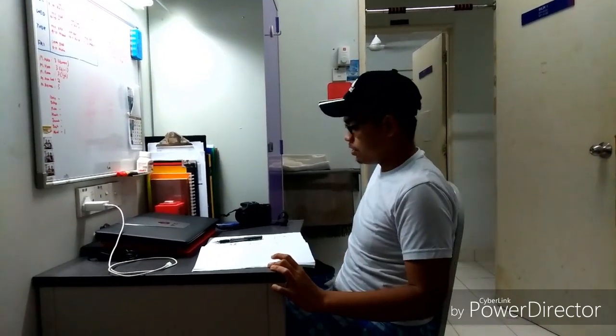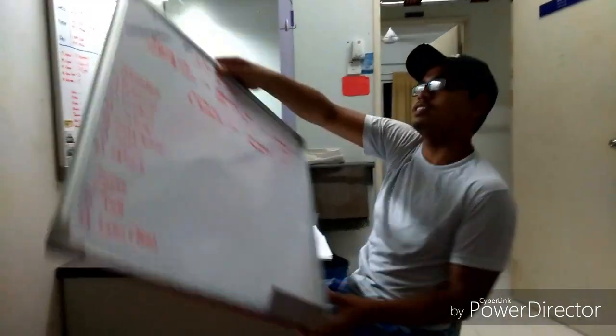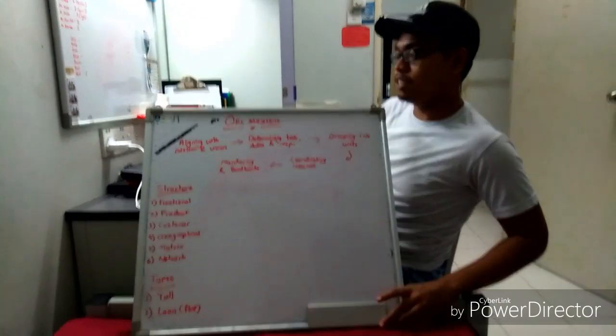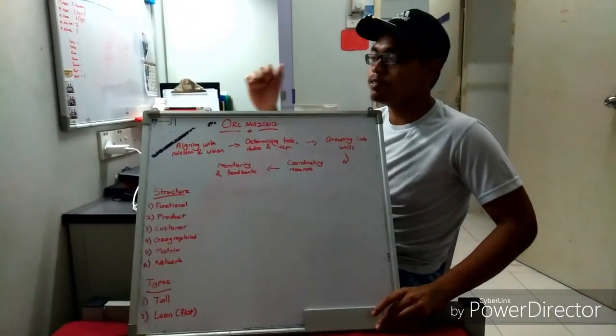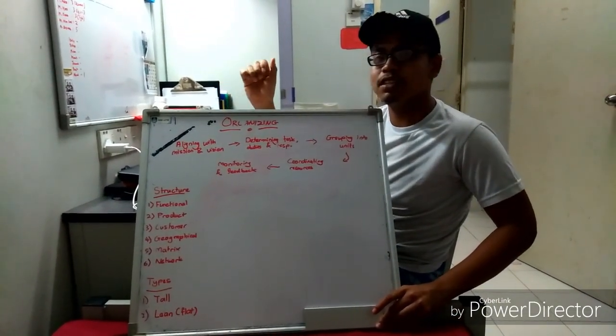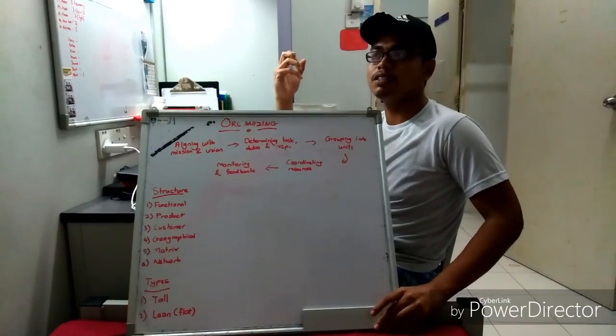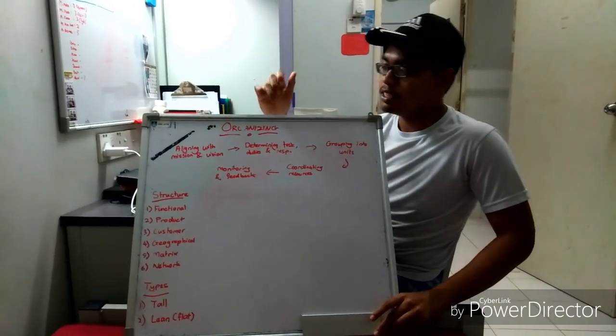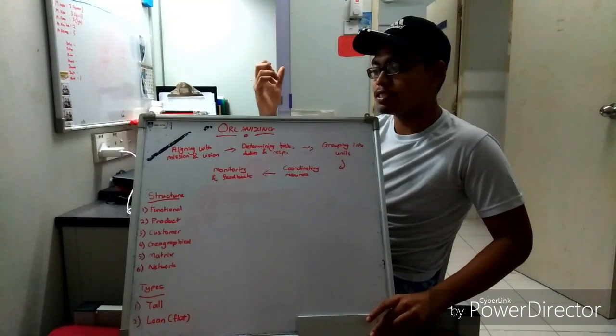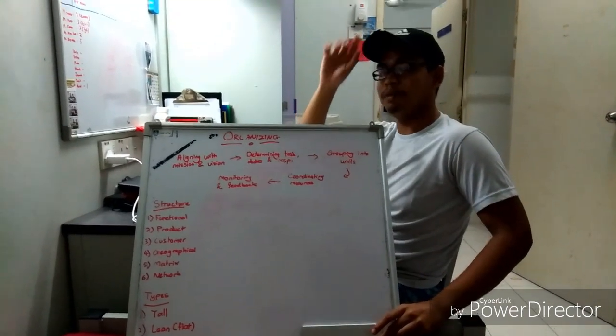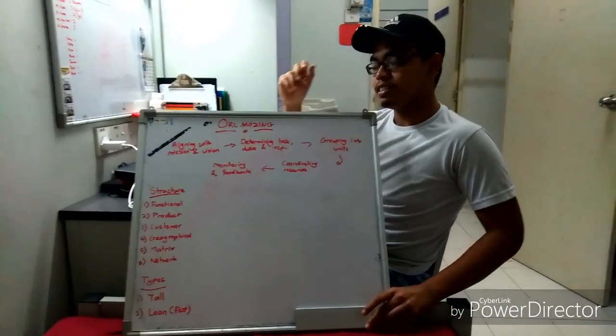So today I will talk about organizing, which is a chapter in Fundamentals of Management, MGT 162. First and foremost, the organizing process. First of all, we start with aligning the missions and visions of a company or structure chart. Next, we will determine the tasks, duties and responsibilities of the members in the chart.